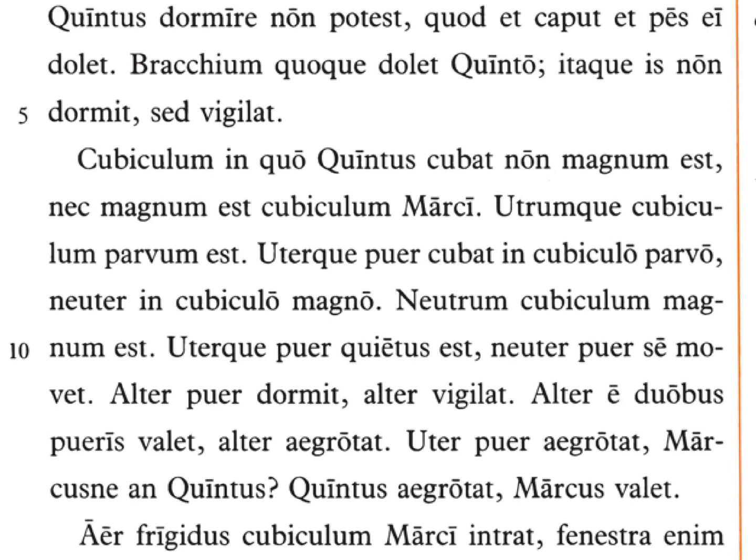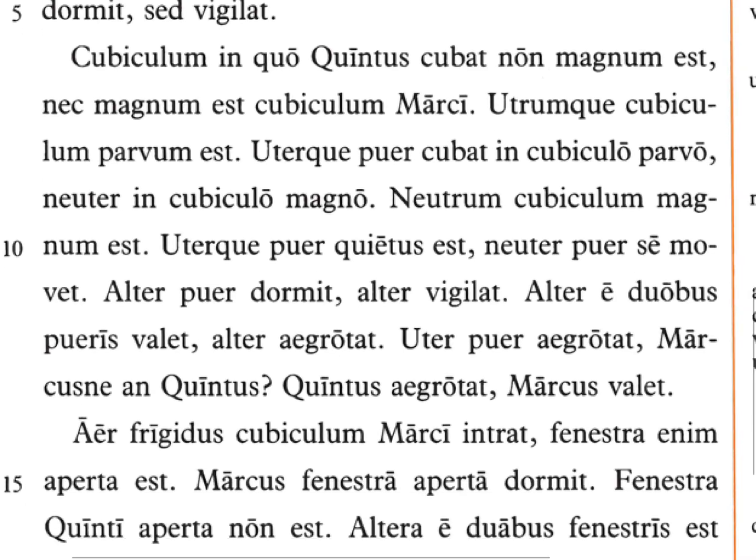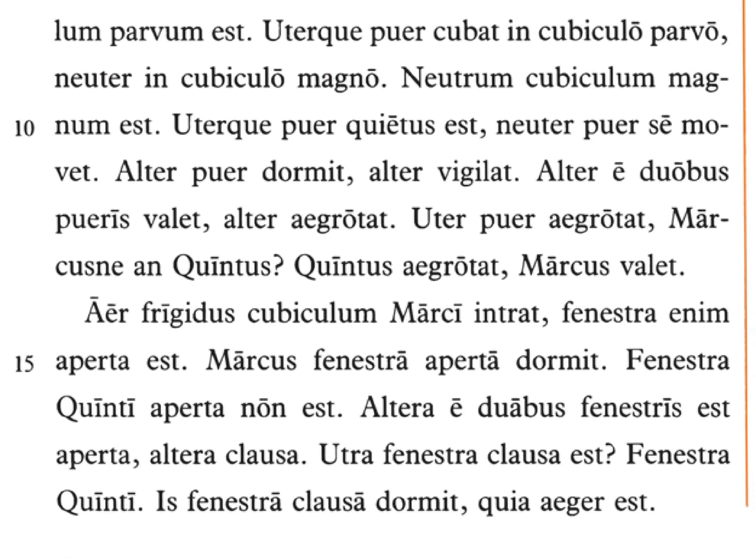Neuter in cubiculo magno, neither, that is, not one or the other of the two. So notice this is made from uter, which of two, and the ne prefix making it negative. And of course, this is where we get the word neuter from in English. So neither of the two in a big bedroom. Neutrum cubiculum, neither bedroom, magnum est, is big. Uterque puer quietus est, each boy is quiet or still. Neuter puer se movet, neither boy moves himself.